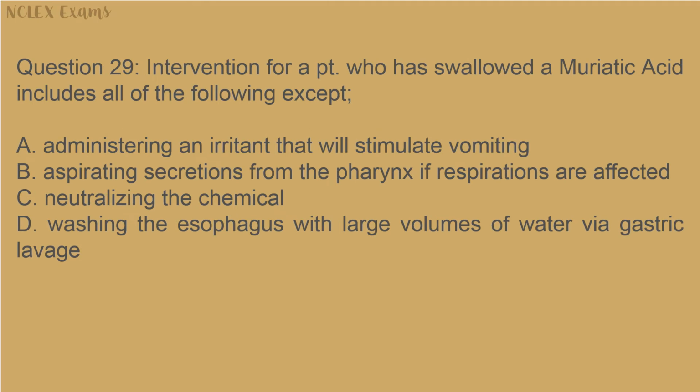Question 29. Intervention for a patient who has swallowed muriatic acid includes all of the following except A. Administering an irritant that will stimulate vomiting. B. Aspirating secretions from the pharynx if respirations are affected. C. Neutralizing the chemical. D. Washing the esophagus with large volumes of water via gastric lavage.